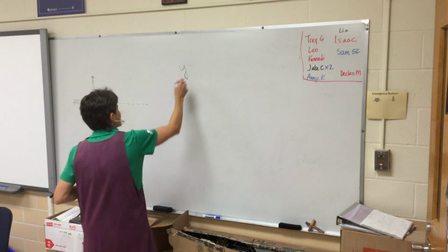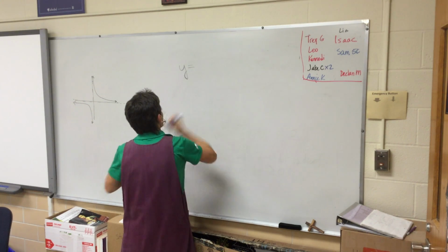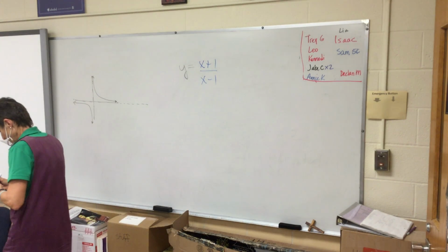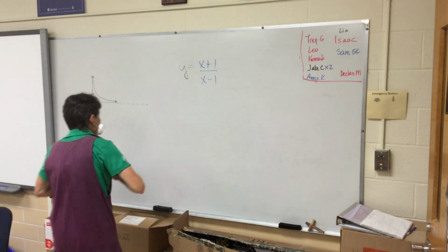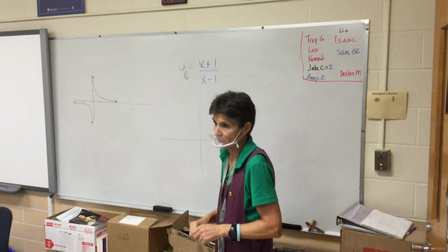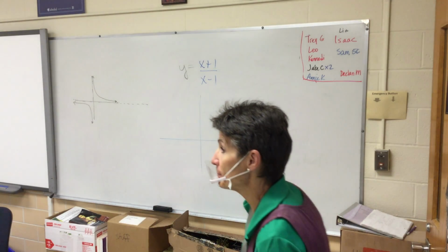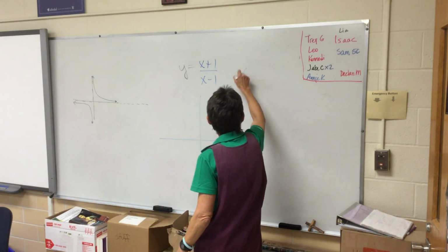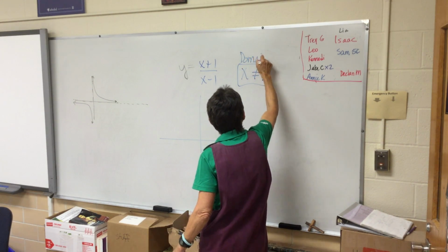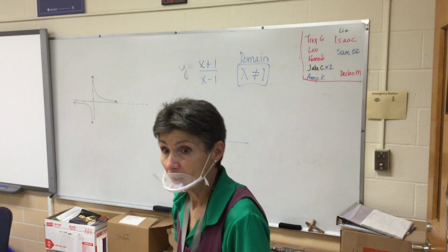So y equals x plus 1 over x minus 1. Now, forget the asymptote thing for a second. If I said to you, what is the domain of that problem? What would you tell me? Okay? X cannot equal 1. That would be the domain. Would everybody say that? Denominator can't be 0. So x can't be 1.